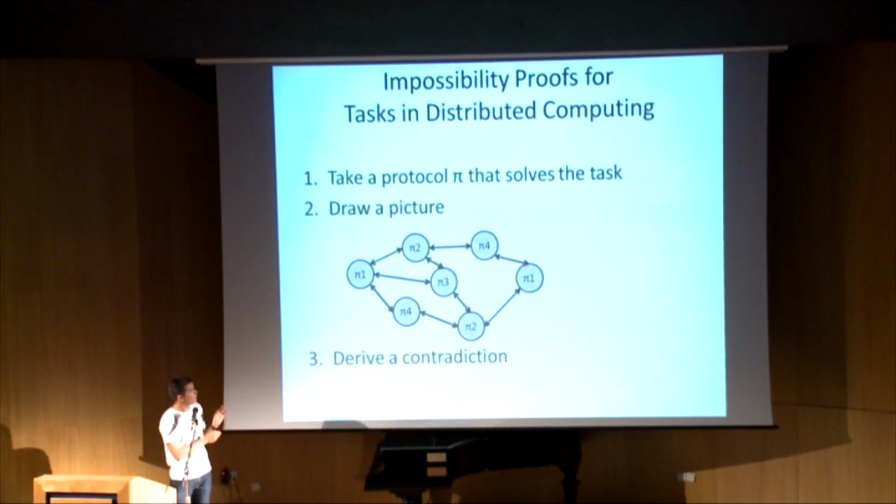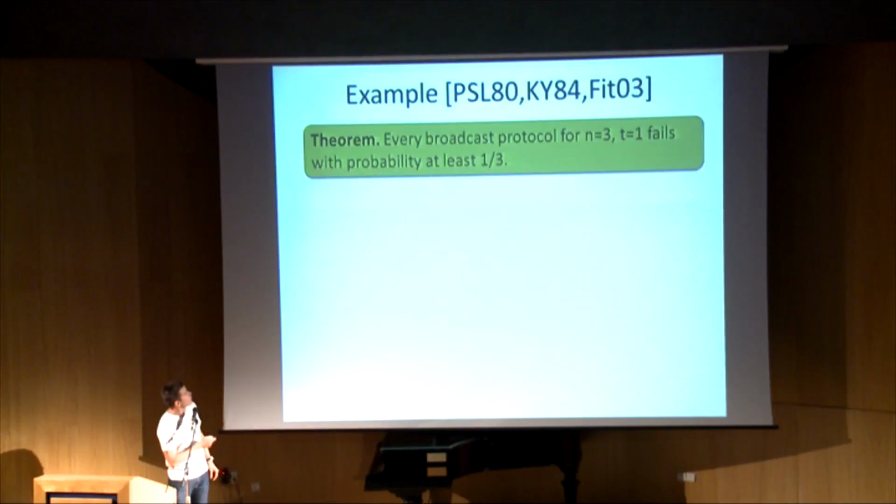So essentially, if you have this picture, you are good, because then you can find some contradiction in it. If you don't know how to draw this picture, or you have tried all the pictures, then you don't really know what to do. Just as an example, I will give you the classical proof. Before showing our impossibility proof, I will show you how the classical impossibility proof works.